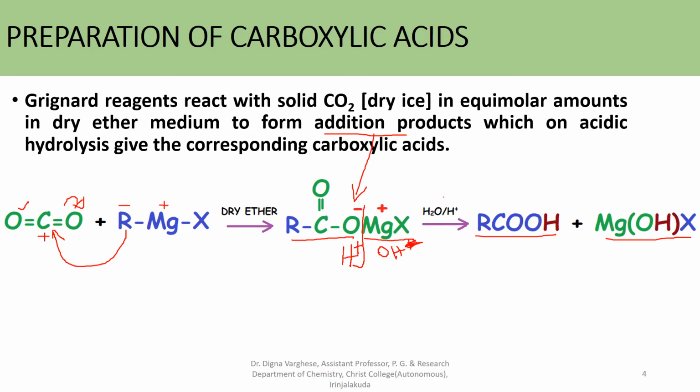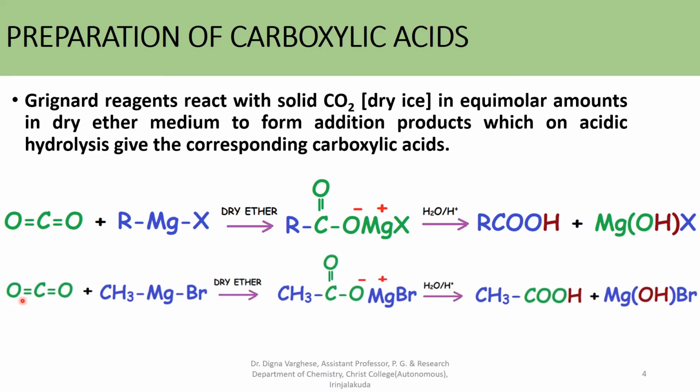The next reaction is a general example, that is dry ice reacting with methyl magnesium bromide, a Grignard reagent. Here the R group is methyl, and the reaction takes place in dry ether medium, forming an adduct. Here you can see the methyl part is attached to the positive part of the carbon and the electron is shifted to oxygen. So CH3COO minus Mg plus Br.